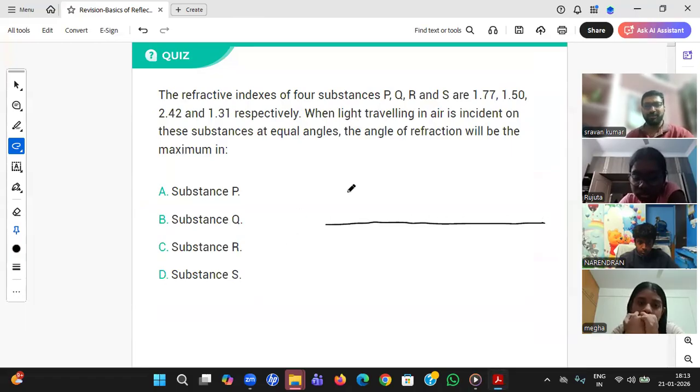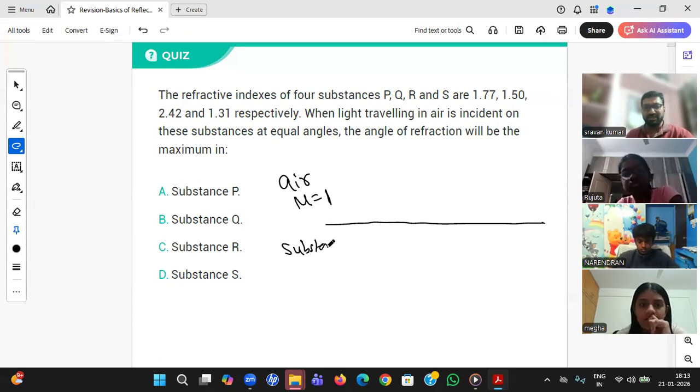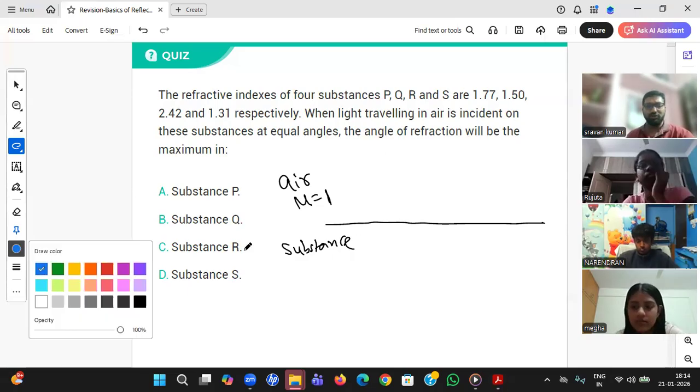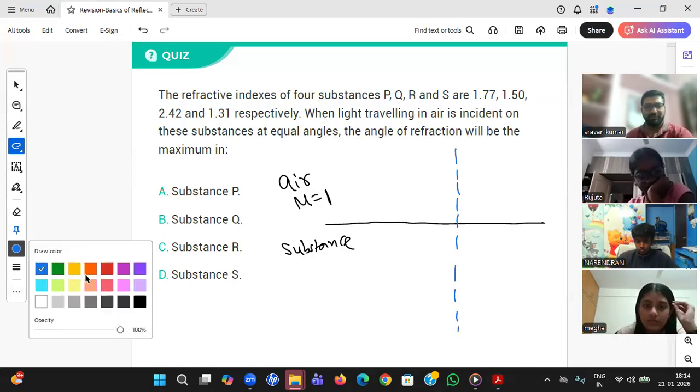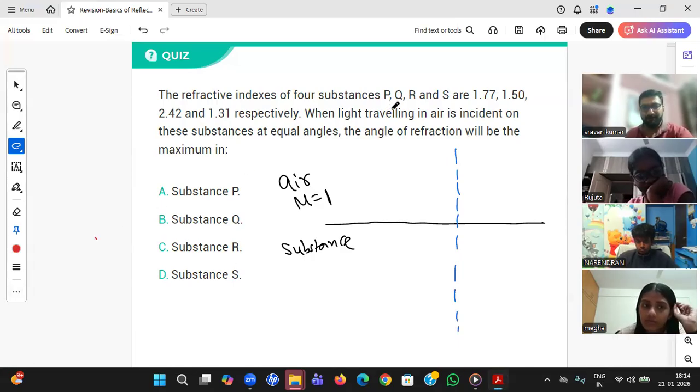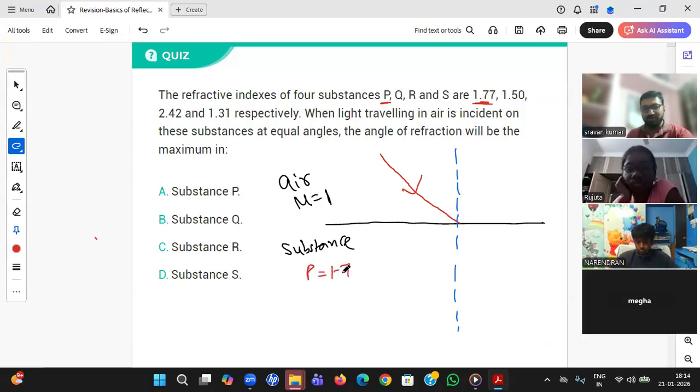There are two mediums. The light is traveling from air into a medium. So this is air, whose mu we generally consider as 1. This is a substance, which can be anything, P, Q, R, S. Now what should I draw? I should always draw the normal whenever the light is intersecting two different mediums. First scenario, I'm taking P. When a ray of light is passing like this, mu is 1 and P's value is 1.77.